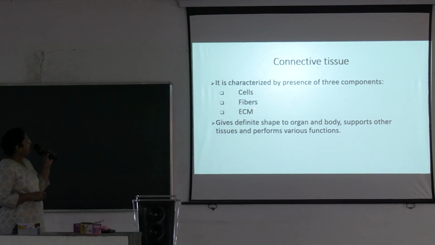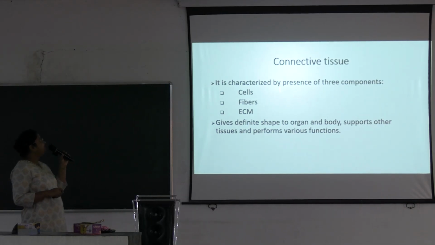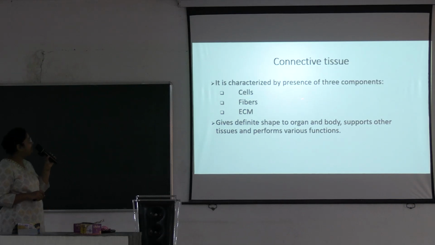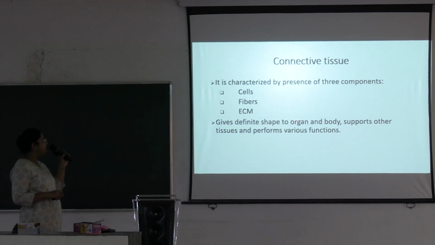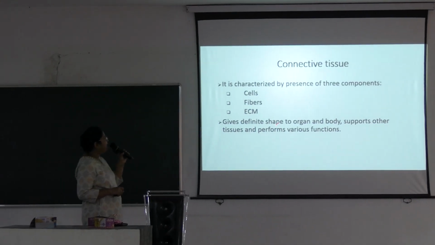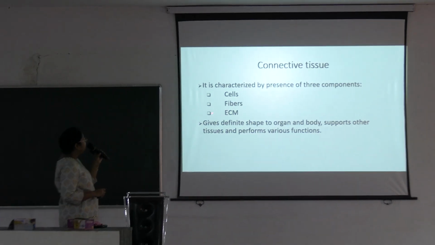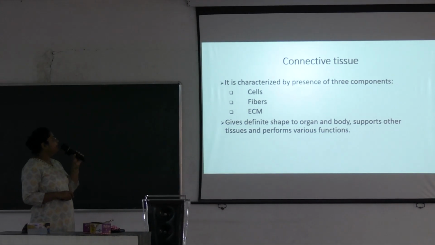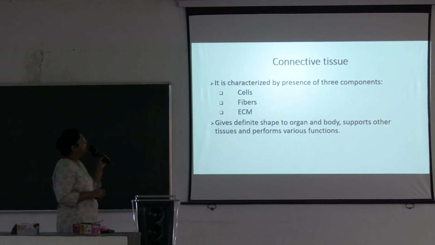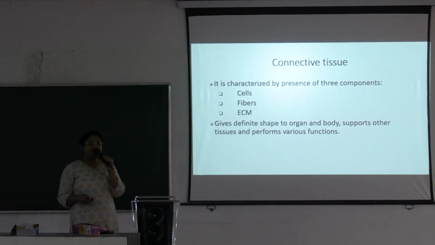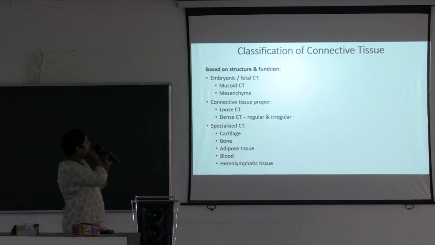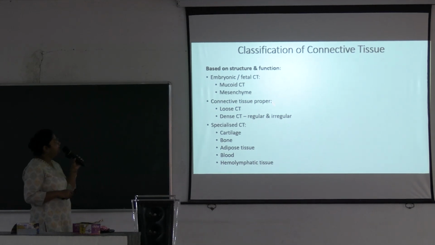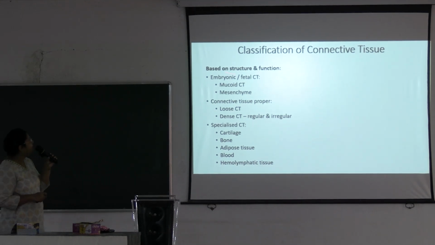So connective tissue is characterized by presence of these three components: cells, fibers, and extracellular matrix. And this is the function of connective tissue. It gives definite shape to the organ and body and supports other tissues and performs various functions. Okay. Next. So these are the classification of connective tissue.